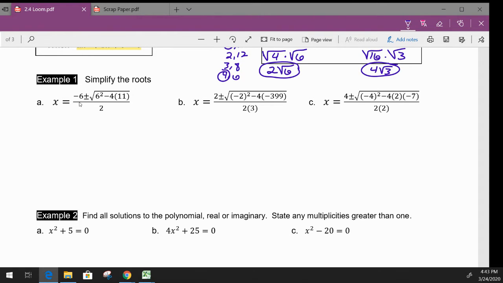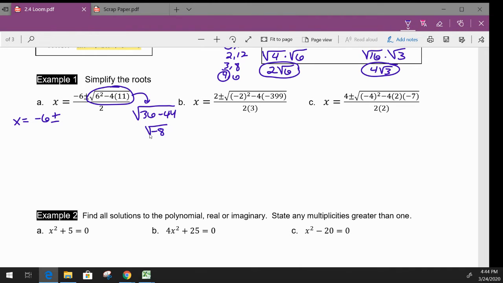In the numerator, I'm going to go over here on the left side: x equals -6 plus or minus this radical. So this radical, I always like to simplify the radical like I did over here off to the side. So 6 squared is 36, 4 times 11 is 44, and I've got a minus in between. When I subtract 36 minus 44 now, I get -8. It's still under the square root sign.